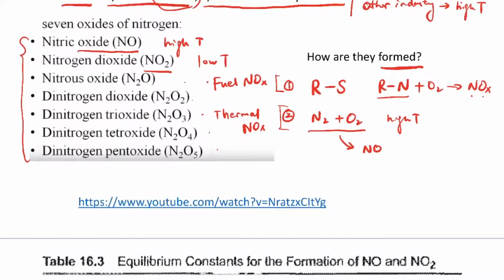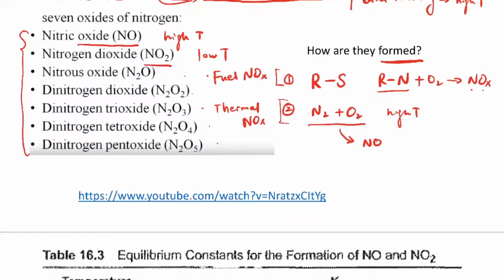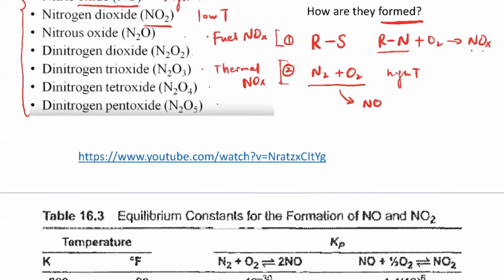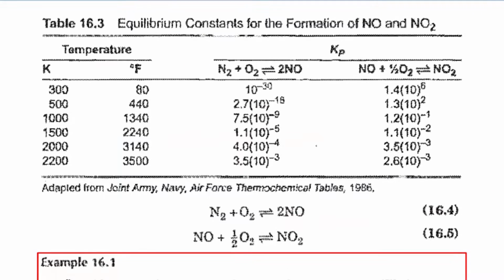During this process, I also try to refresh you with some important concepts regarding reaction equilibriums and also the kinetics. Here it basically gives you the equilibrium constant of the formation of NO and NO2. Here we're talking about the thermal NOx. Thermal NOx is the reaction between nitrogen and oxygen. So here I'm giving you the equilibrium constant.